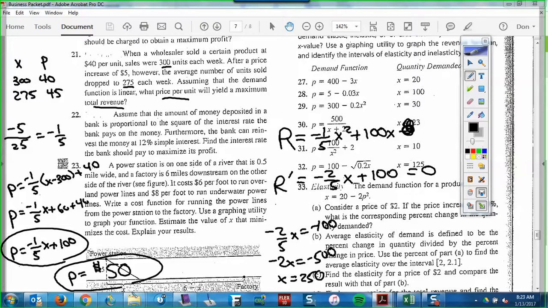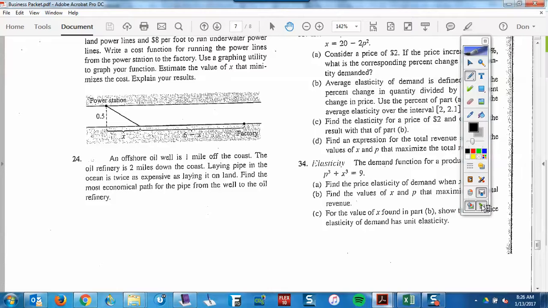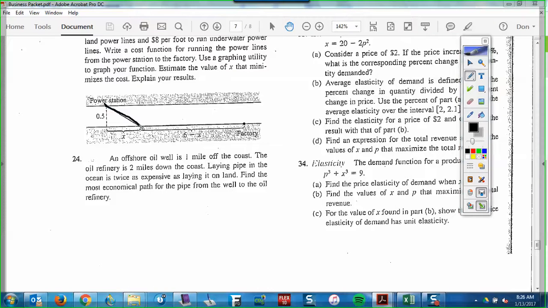And then the power line one, that was pretty much like that snowmobile problem, right? I mean, that's just a matter of now we're gonna run here, and we're gonna run here. And it was more underwater, so this is $8 a foot. So you got the square root of 0.5 squared plus X squared, times $8 a foot, right? So that's your cost, plus 6 minus X times $6 a foot, right? So that would be the cost.